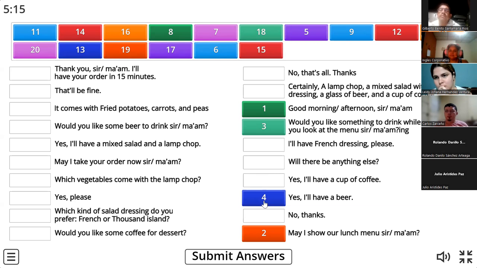Okay. The waiter is asking a question to the client. So who starts talking? The waiter. And then who continues? Number two, may I show you our lunch menu? The waiter. And number three, the waiter. So the client hasn't said anything. So there are three statements from the waiter. Number three is for the client.